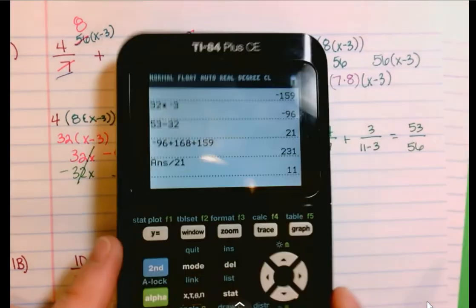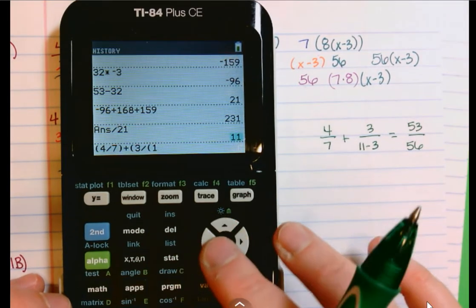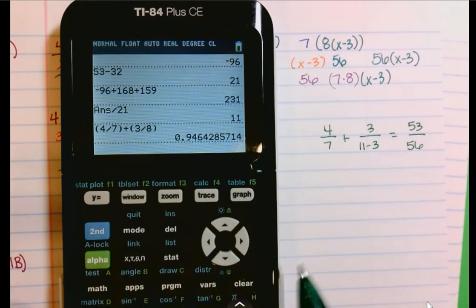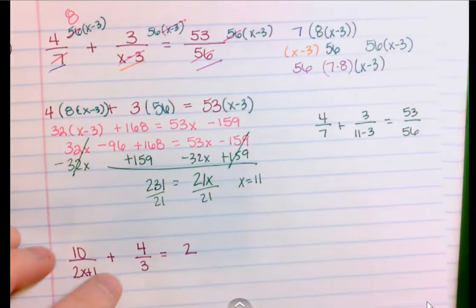So in my calculator, I take 4 divided by 7 plus 3 divided by 8. I'm just going to type it that way because 11 minus 3 is 8. Hit enter, and then I take 53 divided by 56. They're the same thing, so I know that's my answer.